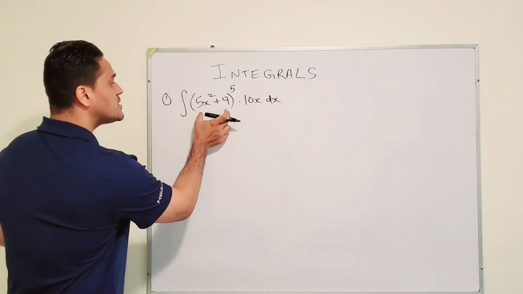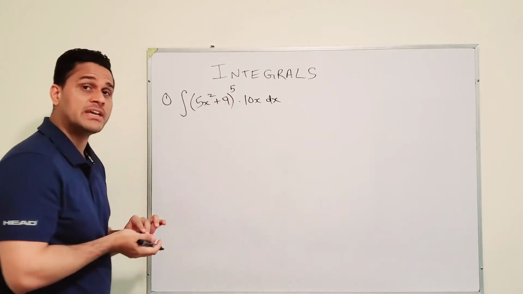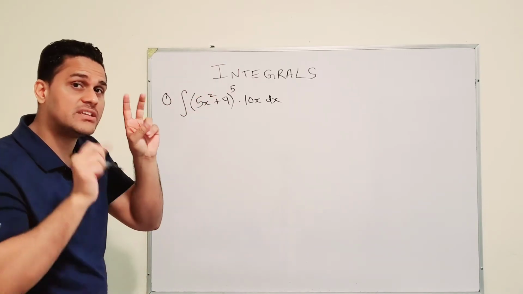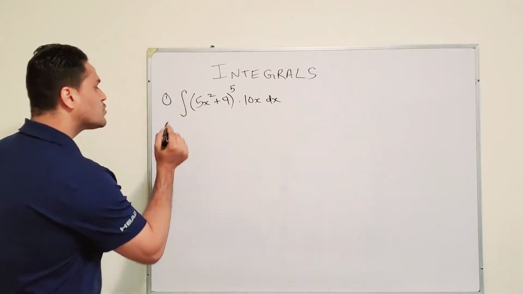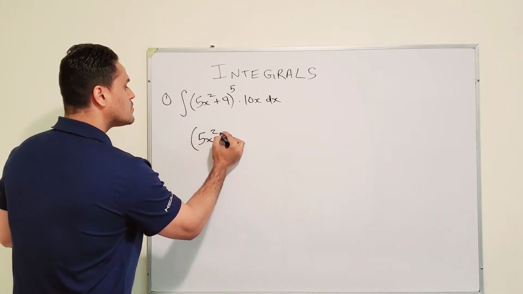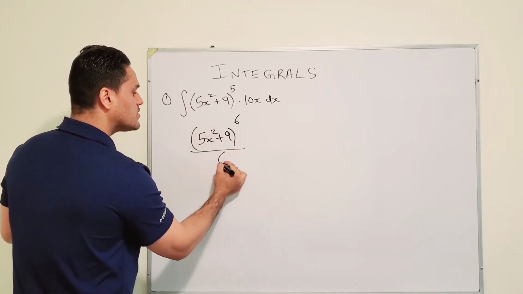I want you to first look at the main term, (5x² + 9)^5. This is the term which has an exponent, so we're going to call this our main term or our major term. What we're going to do is take the integral of our major term. For that, you would just add 1 to the exponent and divide by the same exponent.